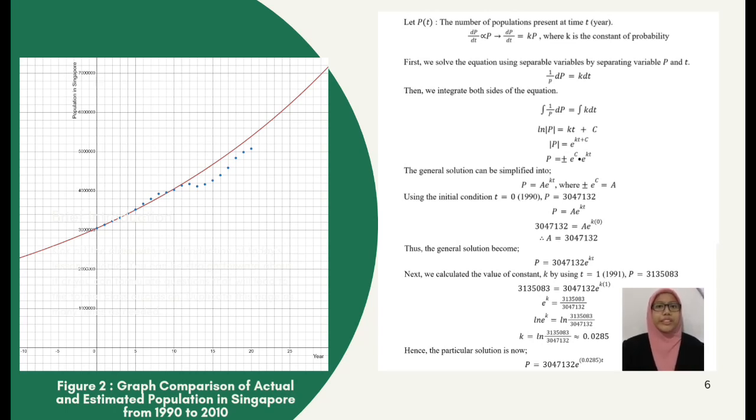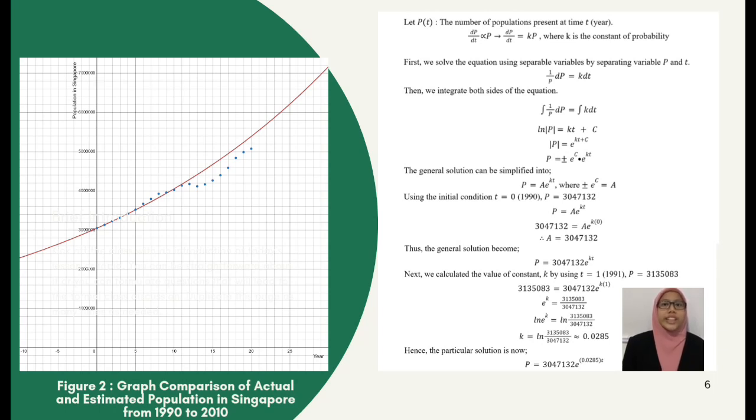First, we solve the equation using separable variables by separating variable P and t. We will get 1 over P dP equals k dt. Then we integrate both sides of the equation and get ln P equals kt plus c. Next, to remove the logarithm, we exponentiate both sides and get P equals plus minus e to the power of c times e to the power of kt. The general solution can then be simplified to P equals A times e to the power of kt, where plus minus e to the power of c is A.